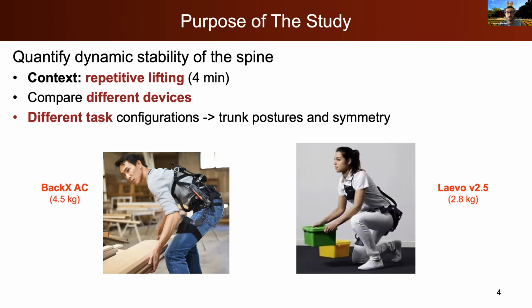So to address these research gaps, we completed a study to assess the dynamic stability of the spine when using 2 passive back support exoskeletons during symmetric and asymmetric repetitive lifting. Specifically, we compared 2 different devices with distinct design characteristics. These devices were BackX Model AC and Levo version 2.5.